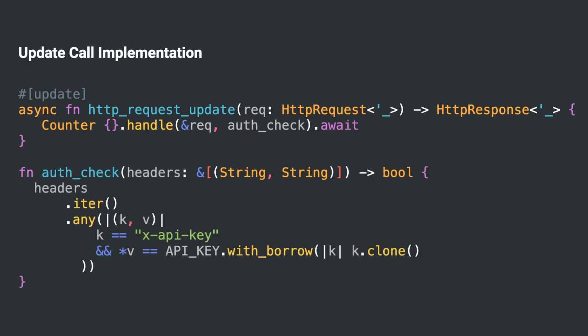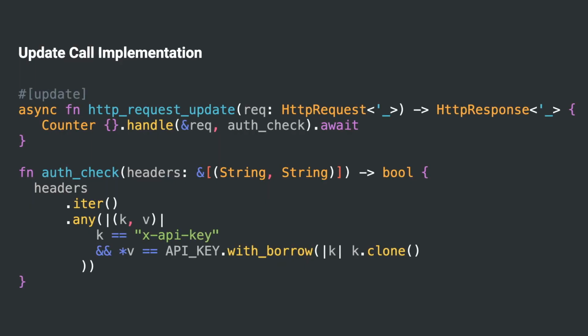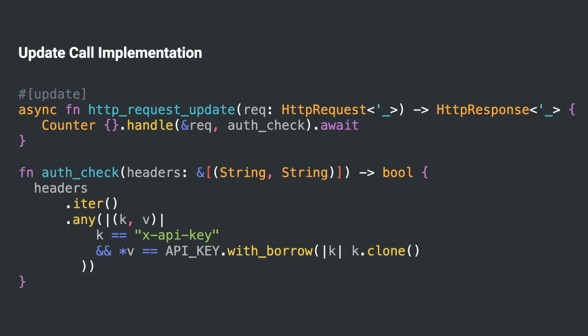Let's look at our authentication function. The authcheck function takes headers from the HTTP gateway and validates them. It iterates through the headers looking for an X-API-Key header that matches our stored API key. This ensures only authorized clients can access our MCP server. This security layer is essential to protecting our MCP server from unauthorized access.